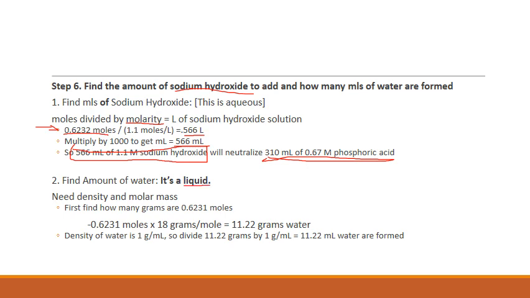Well, water's a liquid, so you can use density. First thing to do is find out how many grams it is, so you multiply the moles by the molar mass. It's 11.22, and then you divide by the density, and you get 11.22 mils of water formed. So this is an acid-base reaction. In this case, we're given one reactant, and you didn't have to find the limiting reactant.